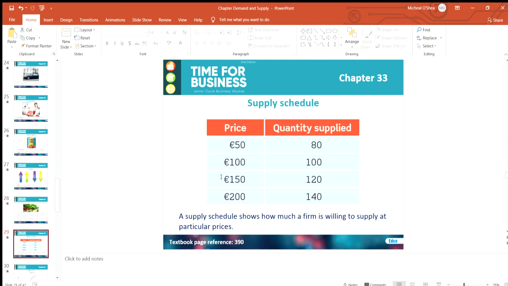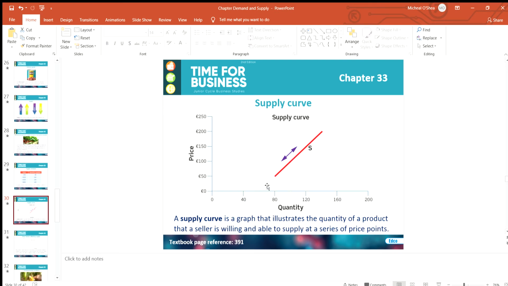So for supply, we can see our schedule first, and when price is at its lowest, quantity is at its lowest. When price is at its highest, quantity is at its highest. So we can see this is very different. The demand curve was always going in one direction, whereas for supply, it's always going in the opposite. It's always going from zero out. If price is at zero, the supply will probably be zero. And as the price goes up, the amount that's supplied goes up as well.